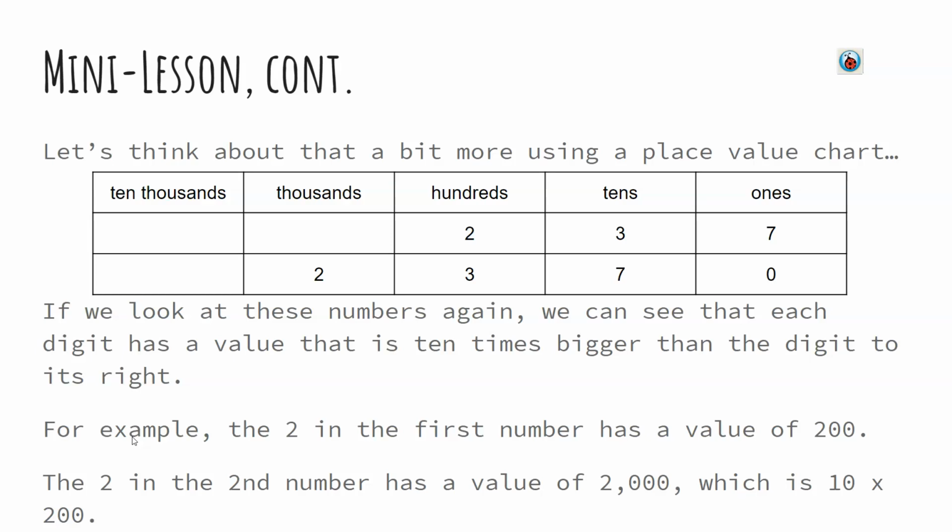So for example, if we think about the 2 in the first number, the value of that digit is 200. If we think about the 2 in the second number, the value of that 2 is 2,000. And in order to get from 200 to 2,000, we would have to multiply 200 by 10. We would have to have 10 groups of 200 to get 2,000. Okay? If we want to think about the 3 for a minute, in the first number, the value of that digit is 30. And in the second, it is 300. And in order to get from 30 to 300, you would have to multiply 30 by 10 or have 10 groups of 30 to get 300.